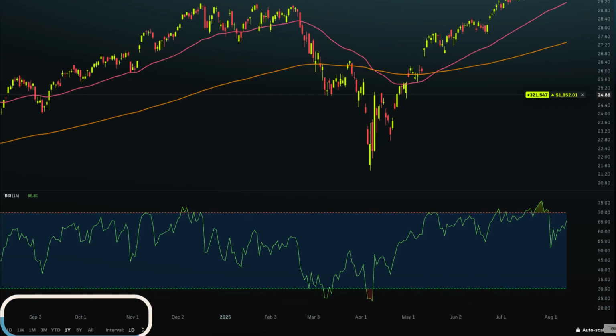Next, in interval, select 1 day. This means each candlestick represents one trading day. This is important because if you are looking at a 1-hour chart or a 5-minute chart, the EMAs and RSI will look very different and you'll get very different signals. Since my strategy for SEHG is based on daily price action, we are sticking with 1-day intervals here.